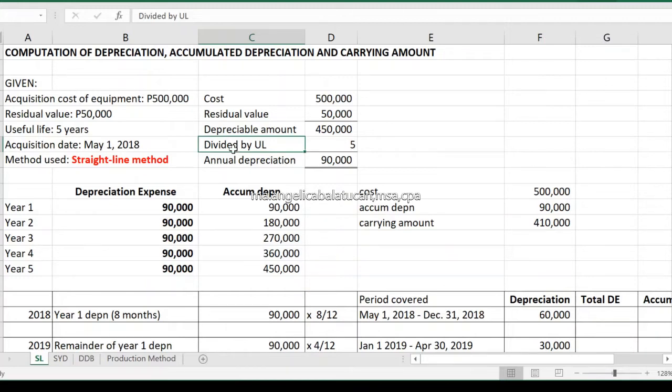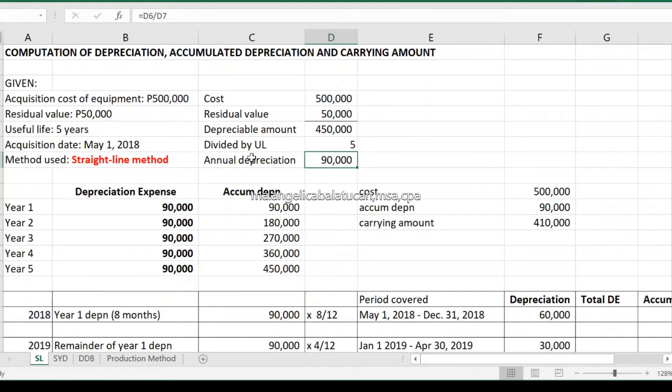Okay, and you will get here the annual depreciation, but take note, if the useful life is in months, you divide this by the number of months, so this would be the monthly depreciation. But since in the problem we use years, this will be the annual depreciation. So this is the depreciation for every year. Then this annual depreciation would be our uniform depreciation.